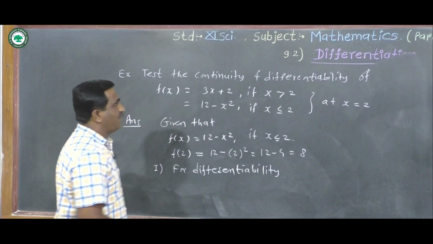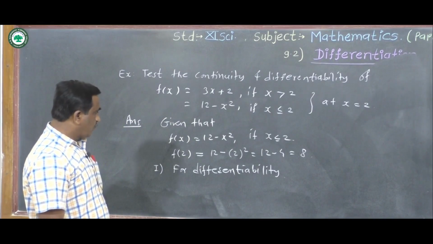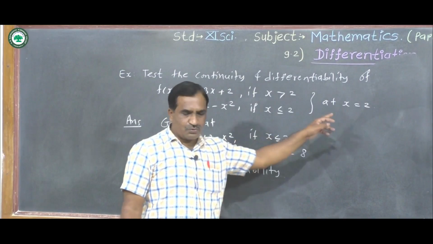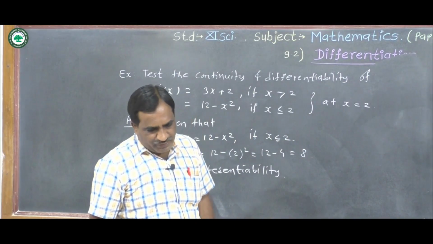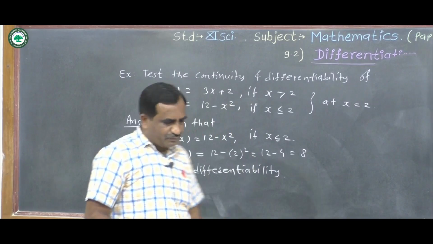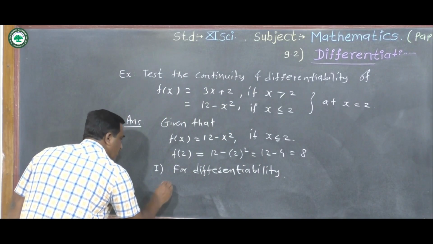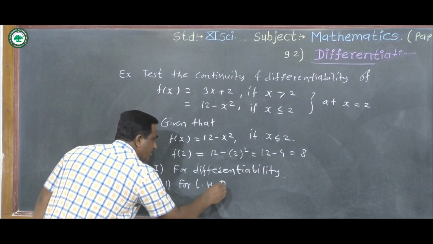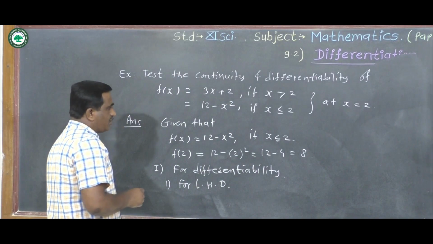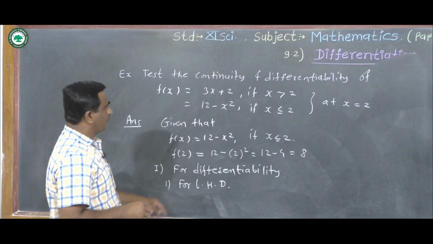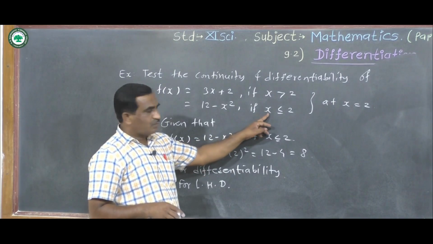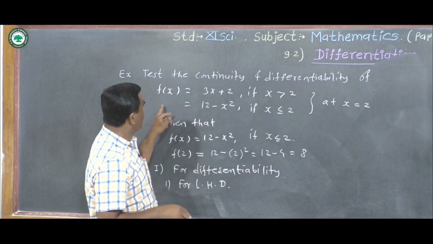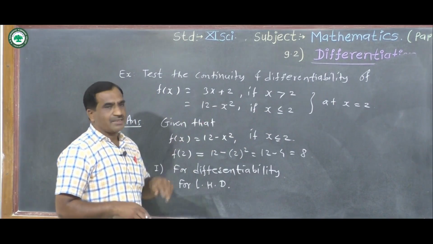For differentiability, we have to discuss whether the function is differentiable or not at x equal to 2. Now first we find the left hand derivative. For the left hand derivative, we consider the value of f of x as x tends to 2 from smaller to bigger. Then f of x is equal to 12 minus x square.